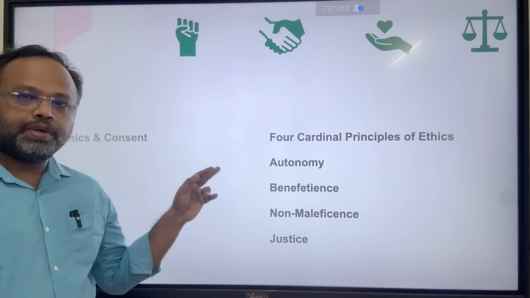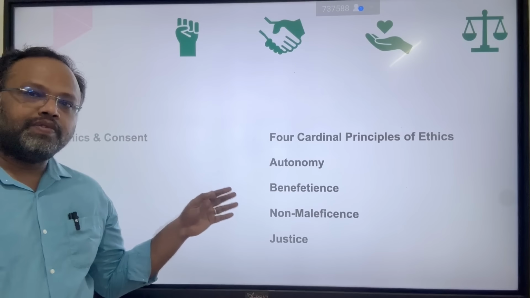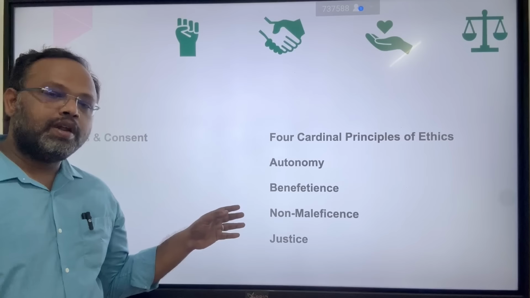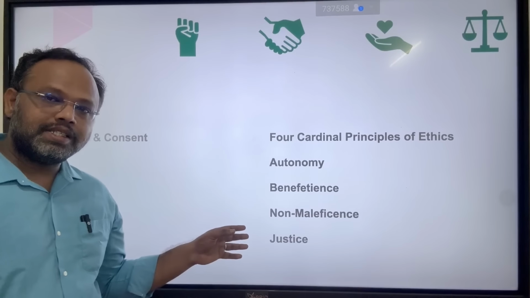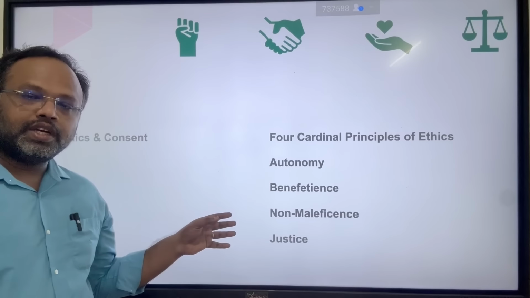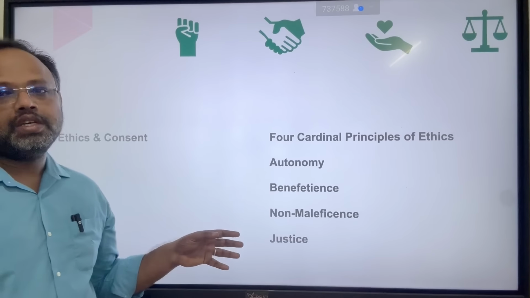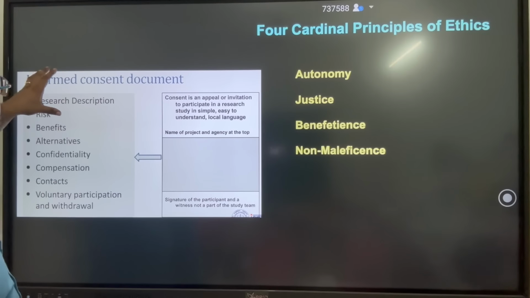Autonomy is respecting the individual rights. Beneficence is doing good for the patients. Non-maleficence is doing no harm. Justice is doing the right or fair for the individual or the right for the situation. Evidence of the autonomy, that is the informed consent document.